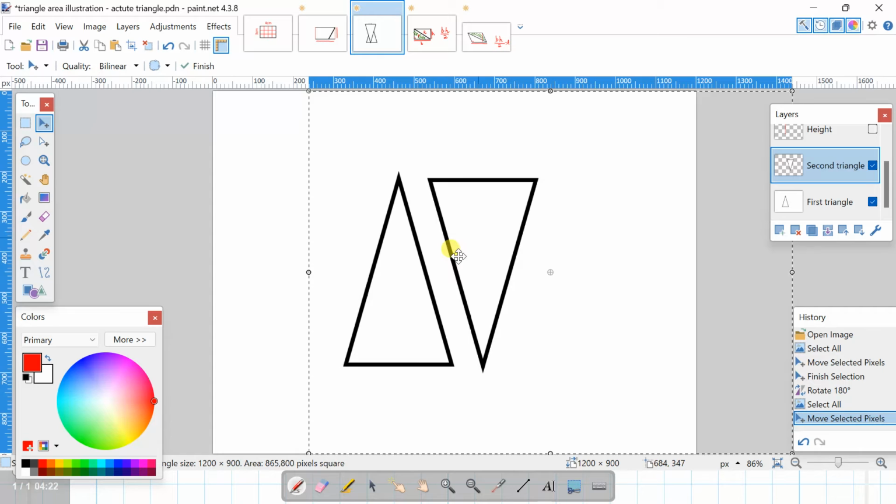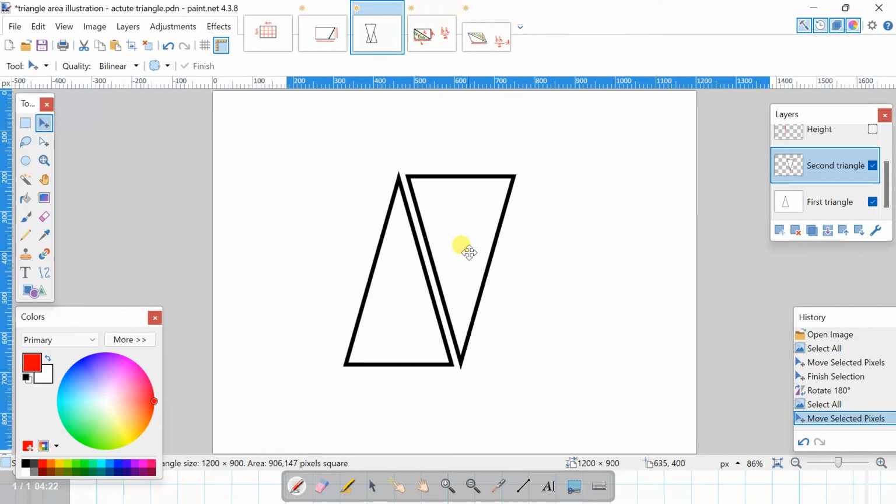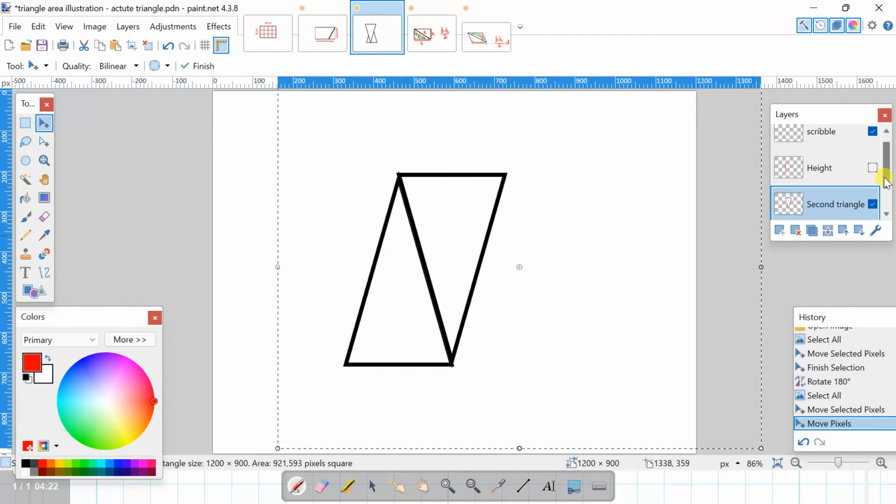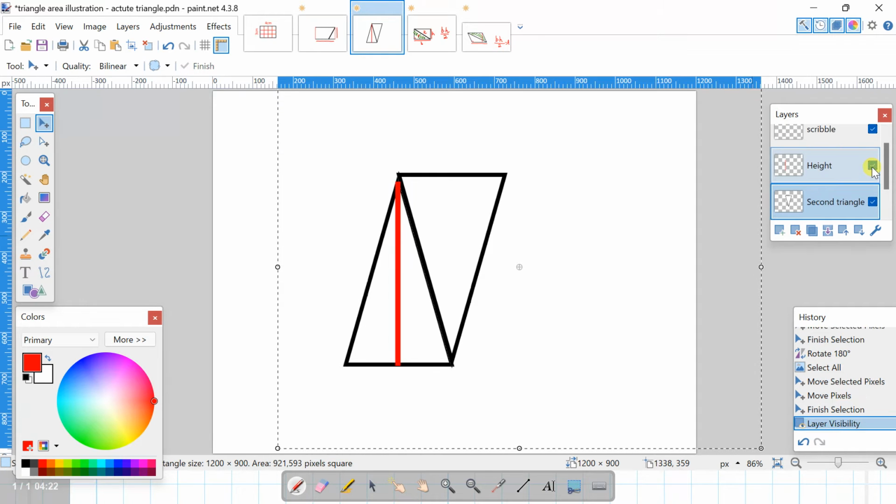And now I have 2 identical copies of the original triangle, and now I connect the second copy to the first one. And what do I get? I get a parallelogram. And the height of the parallelogram is the line that goes from the base in perpendicular to the base, and it goes up to the highest point of the triangle.